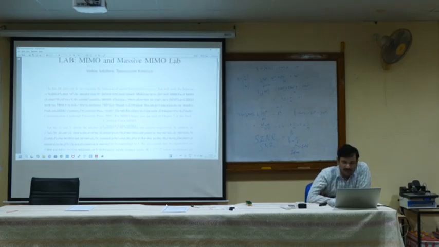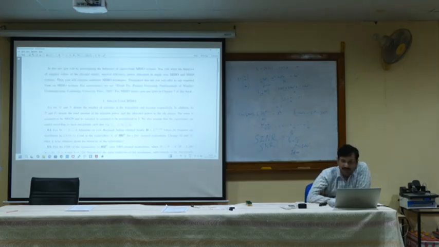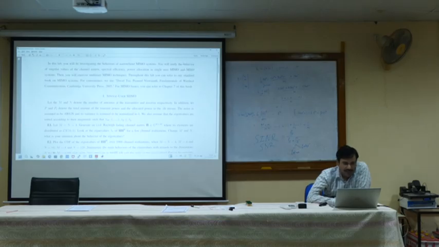Okay. So let's read it. Single user MIMO, first section. Let M and N denote the number of antennas at a transmitter and receiver respectively. In addition, let P and Pi denote the total amount of transmit power. So P denotes the total amount of transmit power and Pi denotes the power allocated to the ith stream.